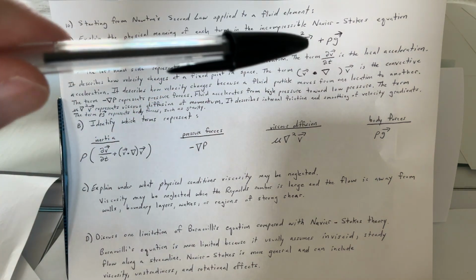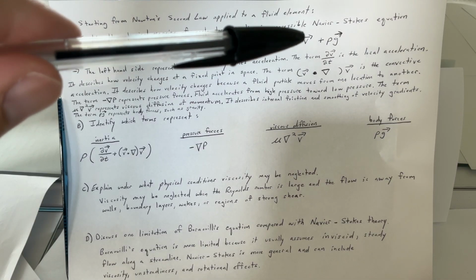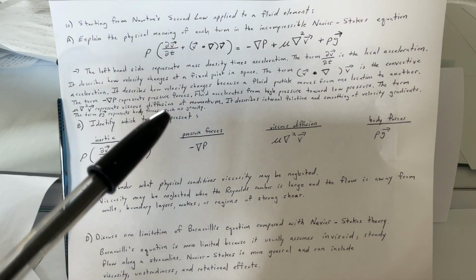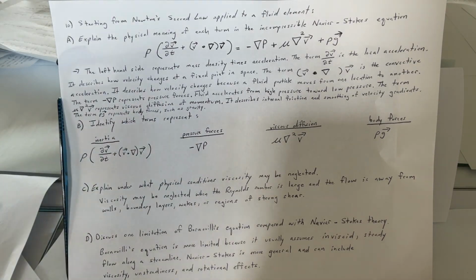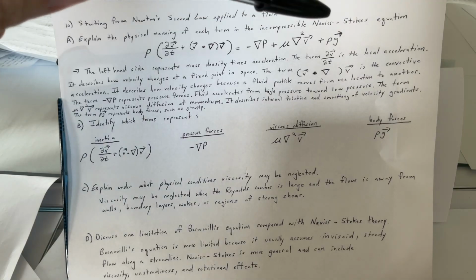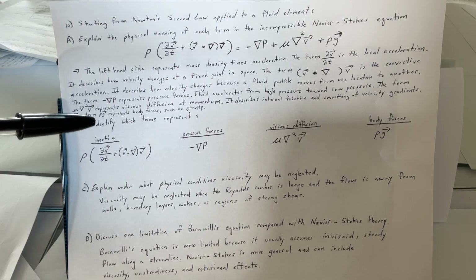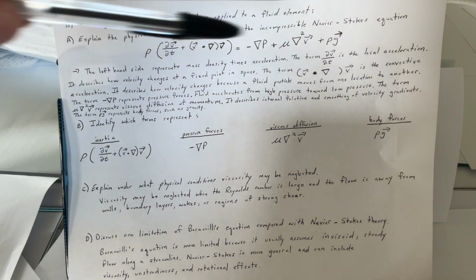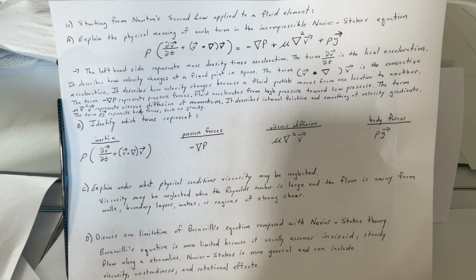Now, the term mu del squared times your vector v represents viscous diffusion of momentum. It describes the internal friction and smoothing of velocity gradients. And that final component on the right, rho times g vector, represents the body forces such as gravity. So it's this whole thing here that describes each piece.